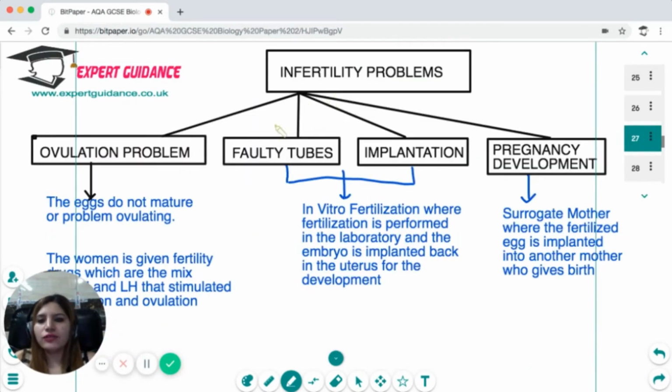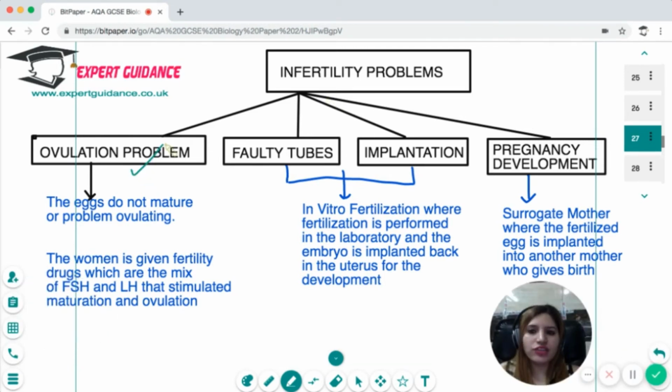Now, there are a lot of infertility problems that happen in people. The first problem is the ovulation problem, where the eggs do not mature or the egg is not ovulating. In those cases, the women are given fertility drugs, which are a mix of FSH and LH. So follicle stimulating hormone causes the development of the follicles, and luteinizing hormone stimulates ovulation.